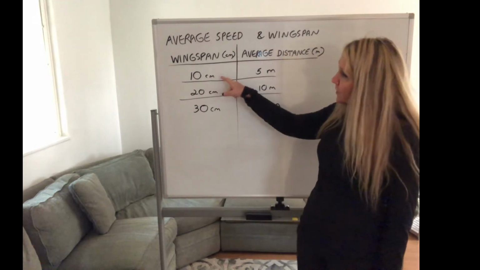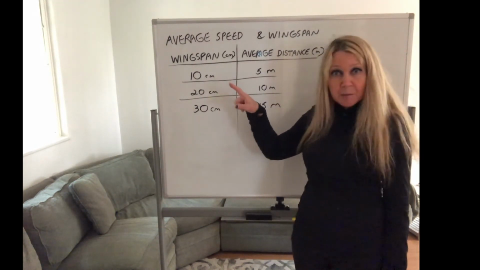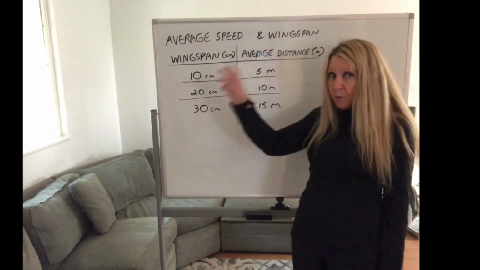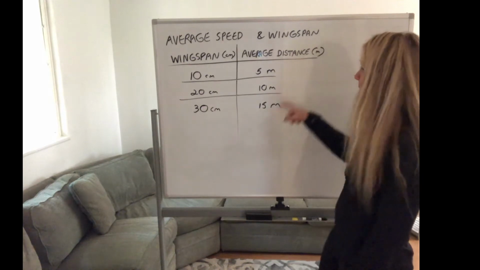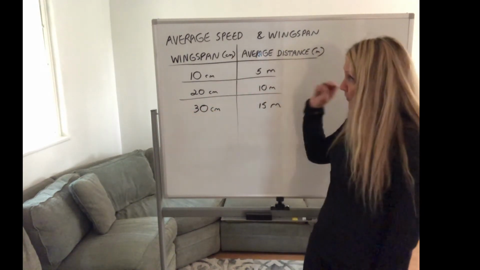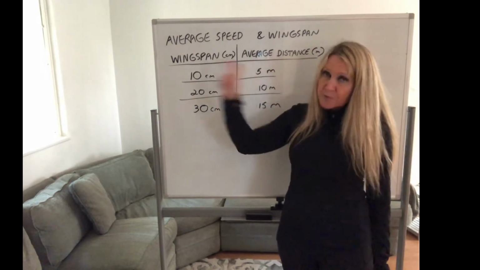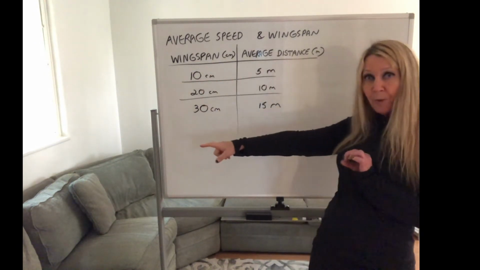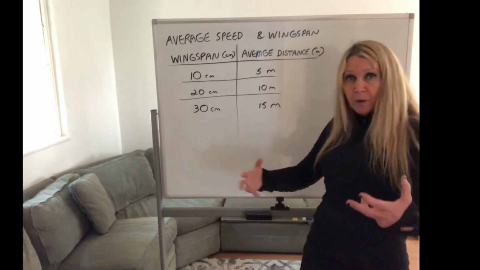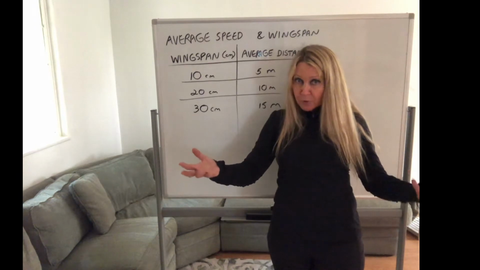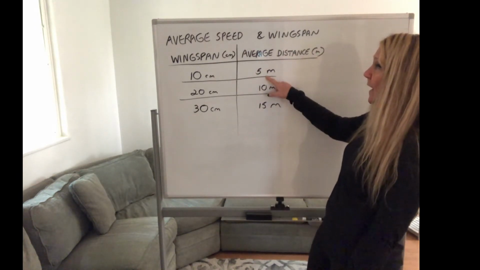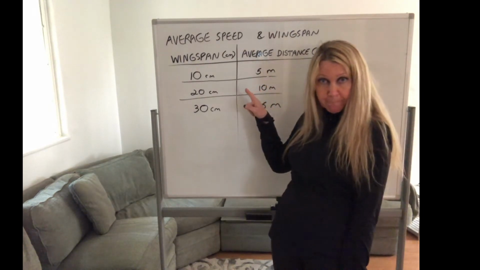Let's say I had a wingspan of 10 centimeters. I had one of 20 centimeters. I had one of 30 centimeters. All right, I threw them each 10 times. And then I took the average distance traveled. So I threw, let's say this one, 10 times, added up, measured how far it went each time, added up all those numbers, and then divided by 10, because I did 10 trials, to get the average. Okay, so let's say the average was 5 meters.